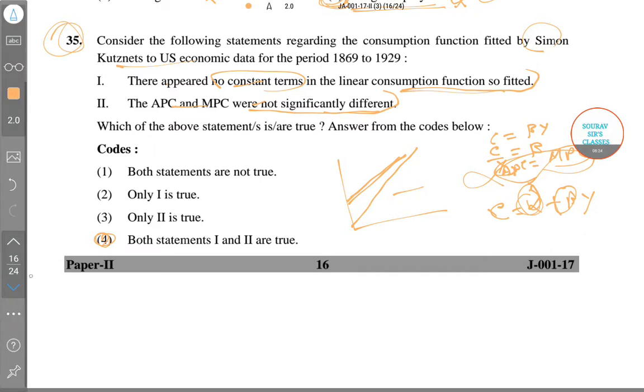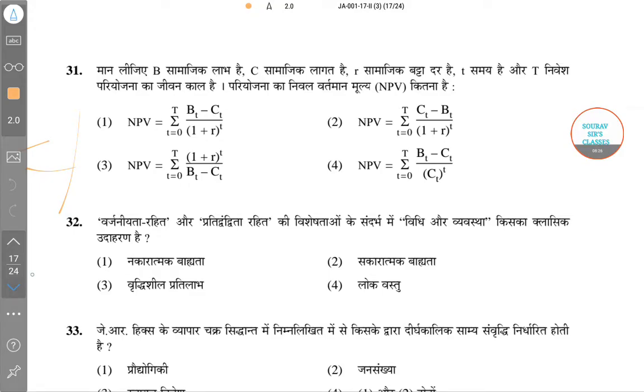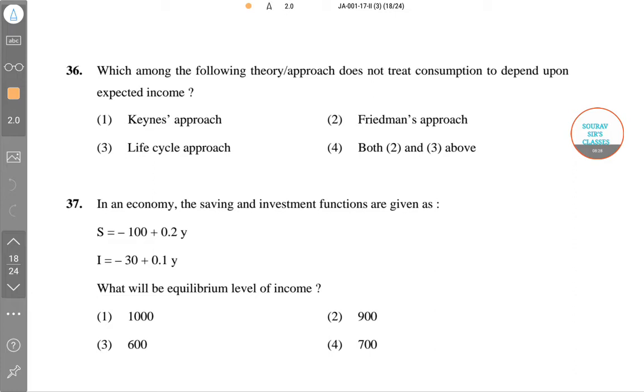Now we'll go to the next question, which is question number 36. In question number 36, it is given: which among the following theory or approach does not treat consumption to depend upon expected income? There are 4 options given.